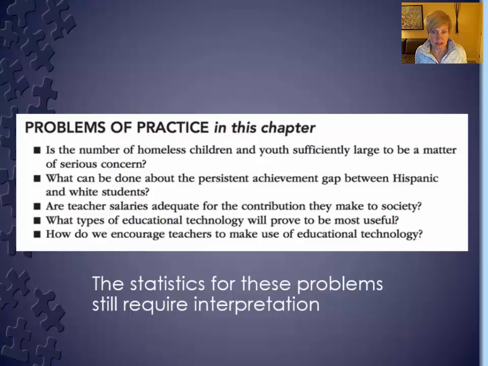But they do show you this gap, and it is designed to give you some sort of picture, but it's subject to interpretation. Are teacher salaries adequate for the contribution they make to society? This is somewhat of an evaluative question, but we can actually look at what teacher salaries are, and in fact, that's the theme that they take in this chapter, and pretty much use as the example for the entire chapter as they present different terminology and descriptive statistics.